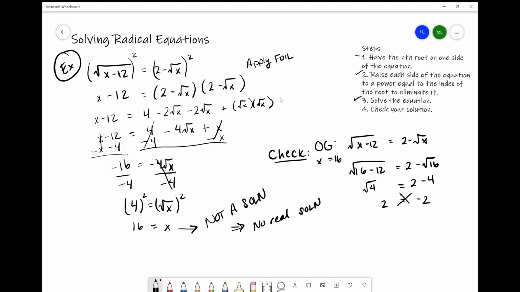Now you can also check the graph, and see what happens when you graph the square root of x minus 12 and the 2 minus square root x. You'll see that the two graphs, do they meet, do they not? Well, they obviously don't meet because they don't have a real solution. So it's possible that they meet on their imaginary axis. So feel free to try that out, and then you can let me know.